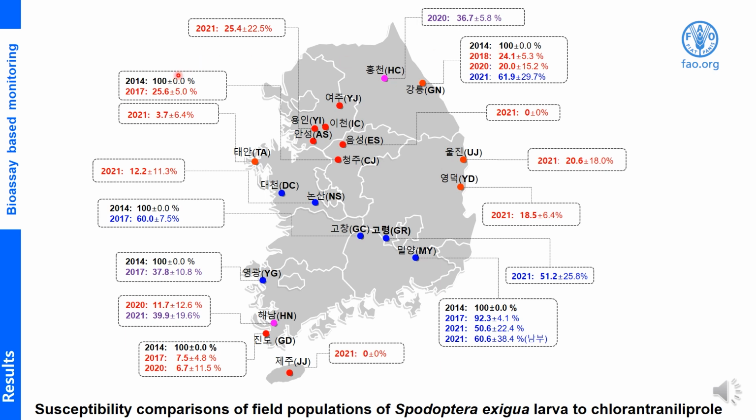But after 3 or 4 years, in 2017, most of the field populations showed a high level of insecticide resistance. It cannot control at this recommended concentration. But some populations showed 50% mortality. So it depends on the season and the year. There is some kind of variation.